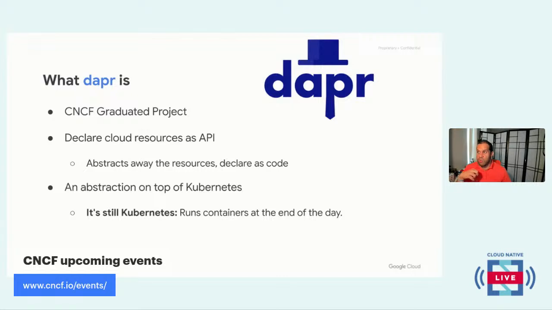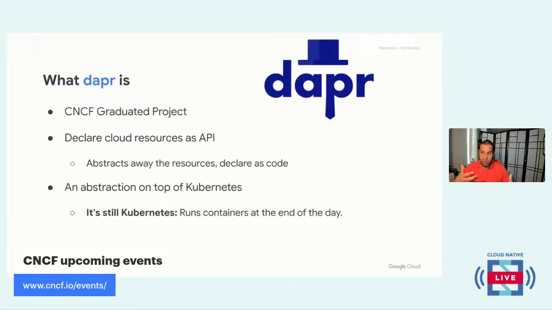Dapr is a really cool project. It's a graduated project. One thing I like about it, while it's not a serverless platform per se, it is great for platform engineering in my mind, because what it does in a very basic mindset is that it kind of creates an API layer where you can create what are called building blocks. And it allows you to essentially declare as code the different cloud resources.